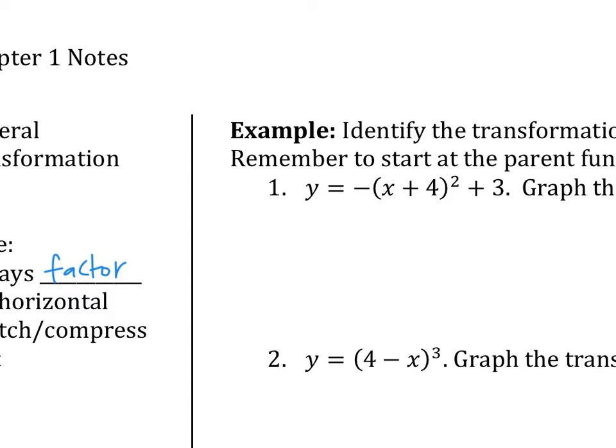Negative x plus 4 squared plus 3. First, identify the parent function. What is the parent function? X squared, very good. All right, what's the transformation? Up 3? Everyone always wants to do the up one. This is easy. Left what? Left 4, and then reflect what? X-axis.